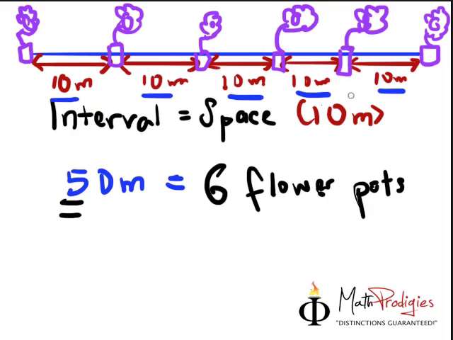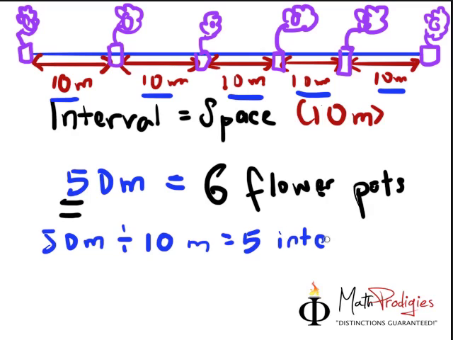Now this is only 50 meters, but the question they asked you was 360 meters. So what must I do? For 50 meters, how many gaps are there in between? Divide by 10 meters, and you have 5 gaps, or 5 spaces, or 5 intervals. And 5 intervals give me how many pots? It gives me 6 pots, which means that it's always a plus 1.